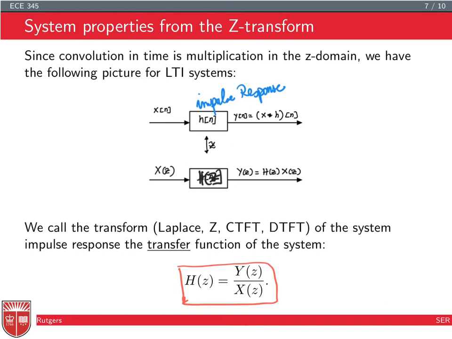Okay, so h of z, the transfer function of a system, which is the z transform of the impulse response, determines how the system is going to behave when you input to it a certain signal x of n. And the output is going to be given by the following equation. In fact, the output y of z is equal to h of z times x of z. And now you do the inverse z transform, and you find y of n.